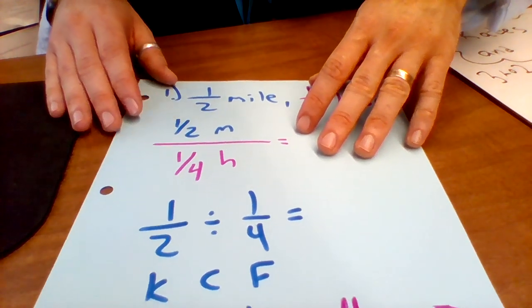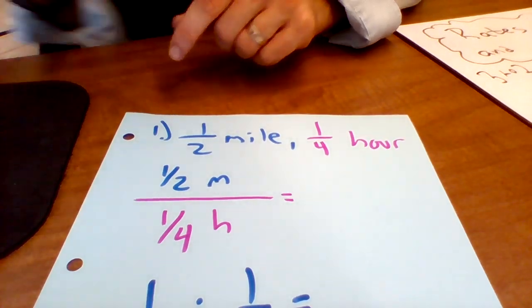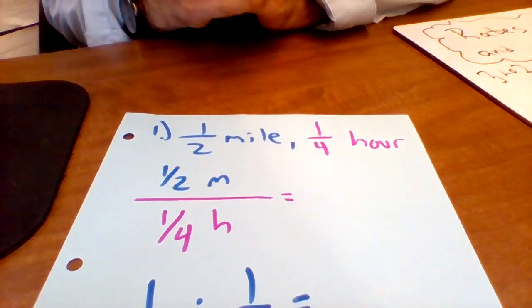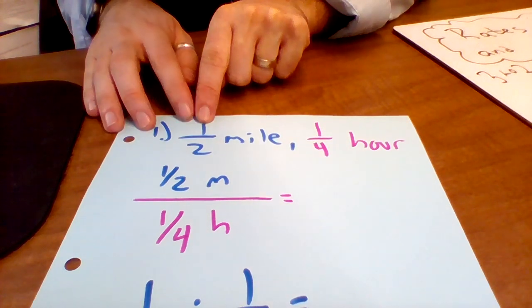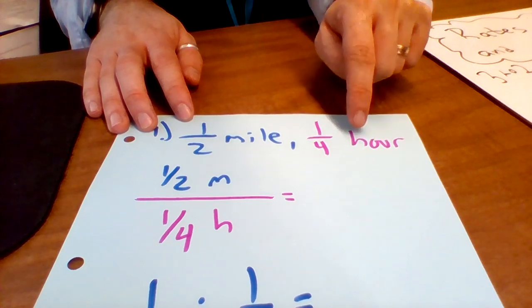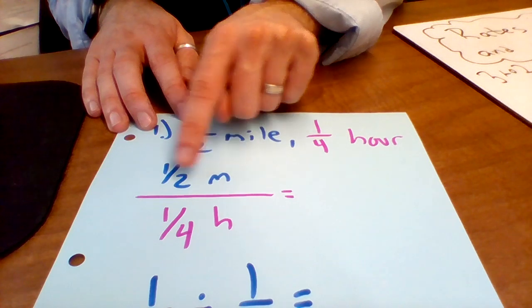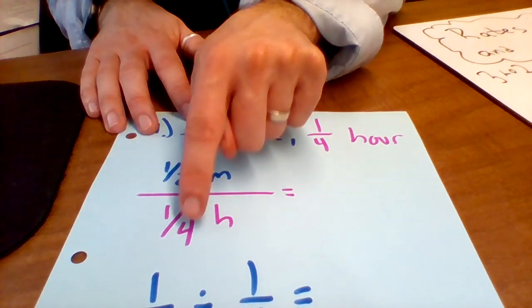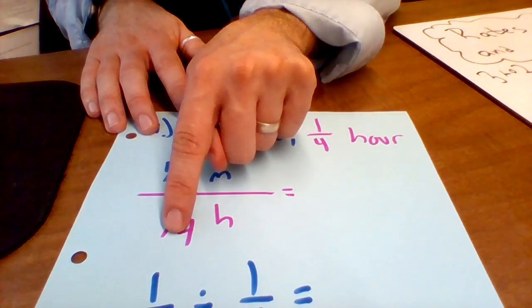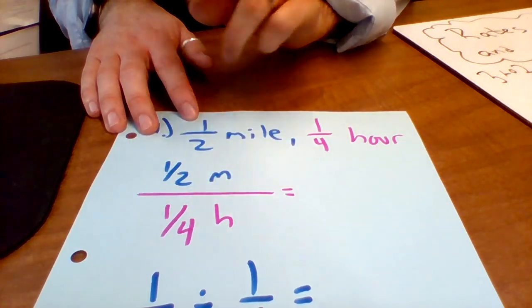Okay, so let's take a look at an example. And this example comes straight from your homework. Okay, so we have Layla walks a half a mile in 1/4 of an hour. So here are our numbers, 1/2 a mile and 1/4 of an hour. Well, the first thing I'm going to do is set up my ratio. I have 1/2 of a mile, that's distance, so it goes on top, and 1/4 of an hour, well, that's time, so that goes on the bottom. So I have 1/2 divided by 1/4, and I need to get it over 1.